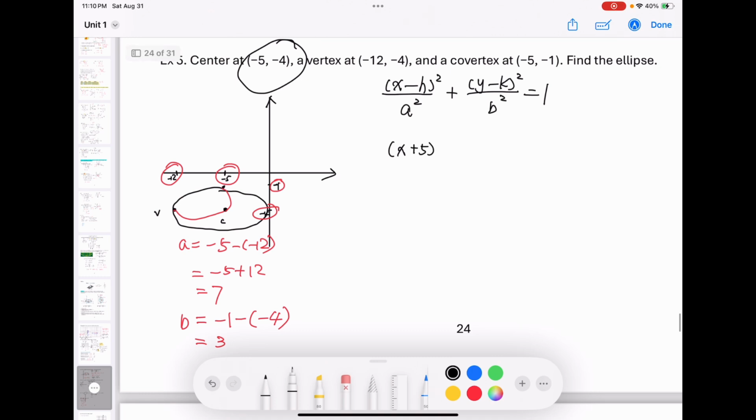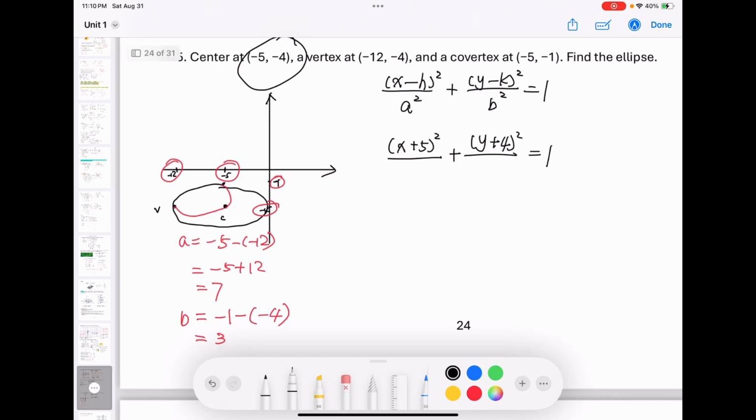All of them squared, plus y minus negative 4, which is plus 4, squared is equal to 1. A is 7, so 7 squared is 49. You can also just put 7 squared. The y part, under the y we have 3 squared, that is 9. You can also say 3 squared.